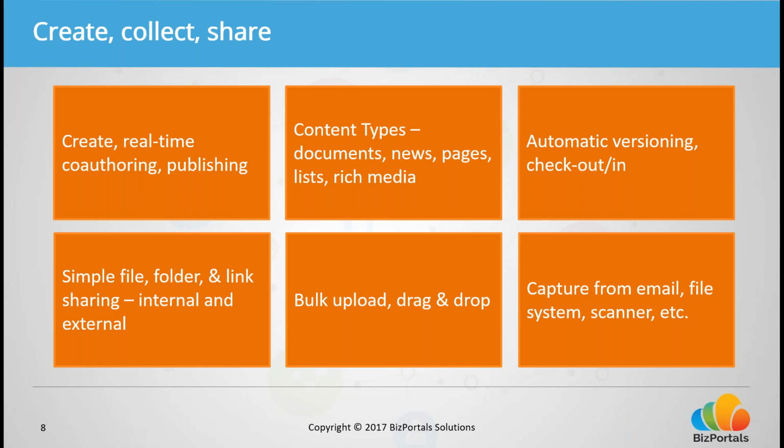So let's start off with the first stage of the life cycle, content creation. The main features of an Office 365 Intranet here are real-time co-authoring, where you can collaborate on documents with multiple people simultaneously. If multiple people are working on a single document, there is the check-in and check-out feature and automatic versioning control to avoid multiple copies. It allows you to have just one updated source of truth.